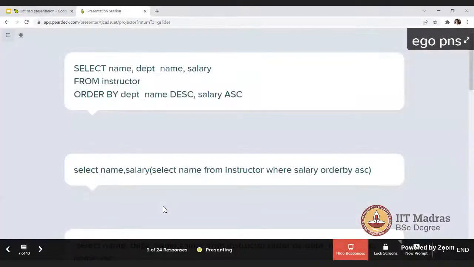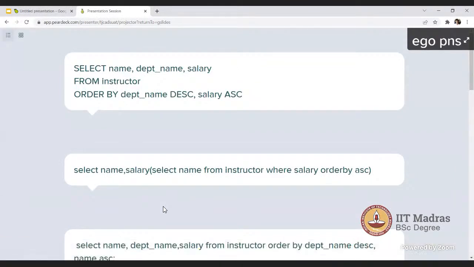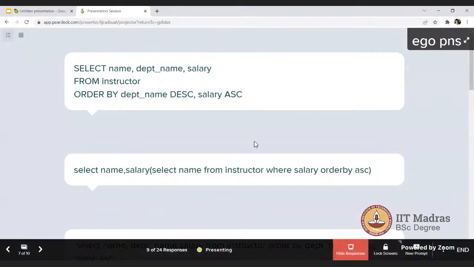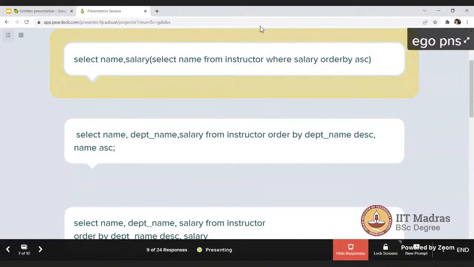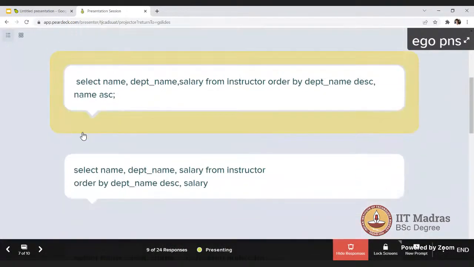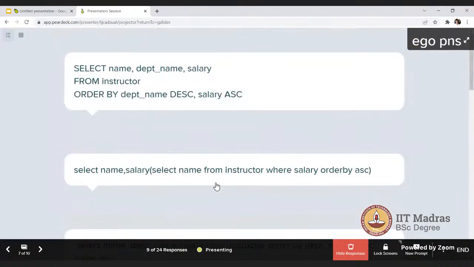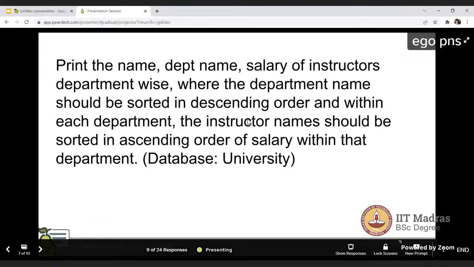Name, department name, salary from instructor, order by department descending, salary ascending. Okay, and select name, salary. It is not correct. From instructor, it's also not correct. In the question, it is asked that department name should be sorted in descending order, and within each department, the instructor name should be sorted in ascending order of salary.